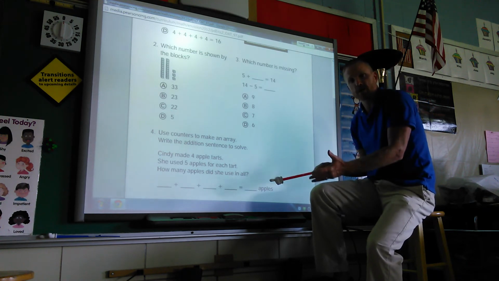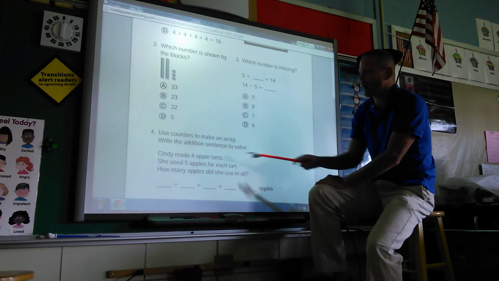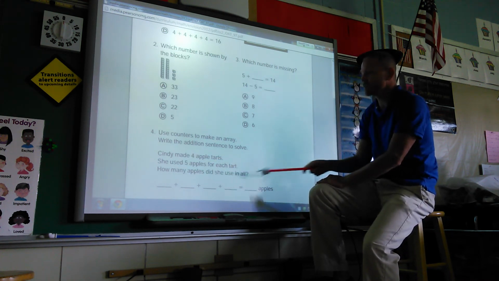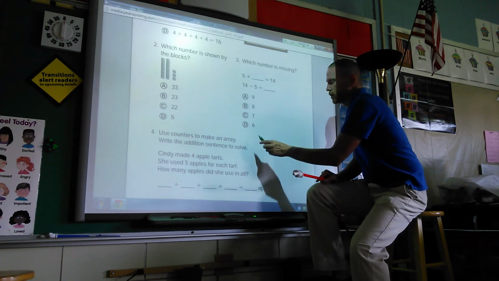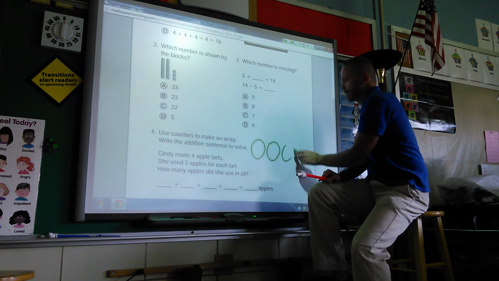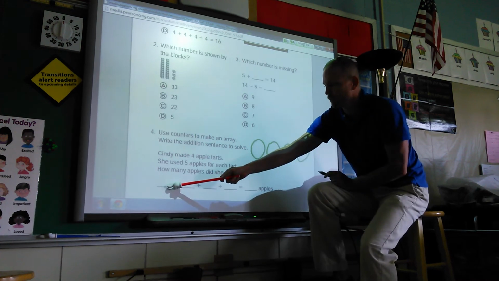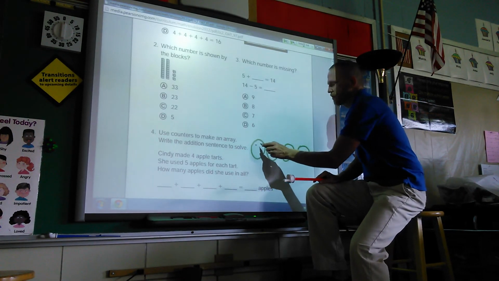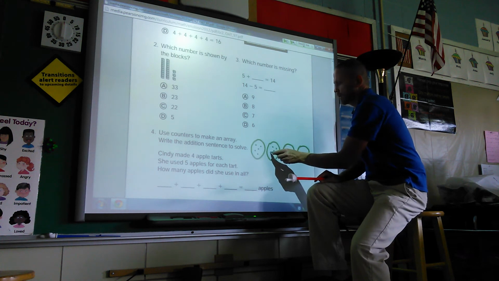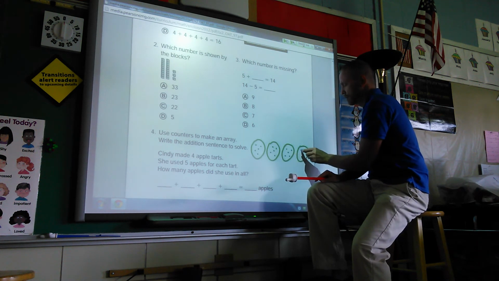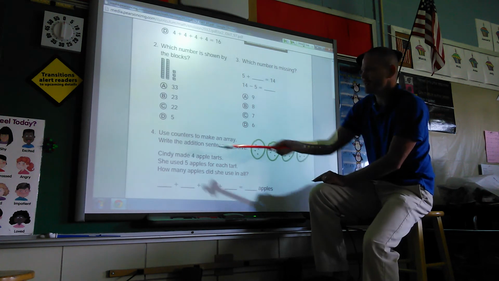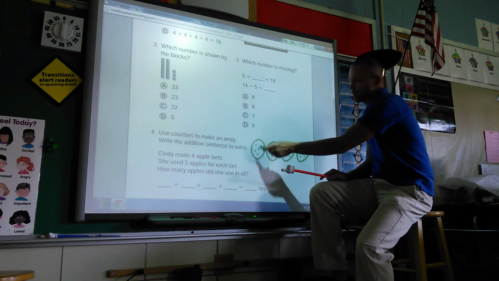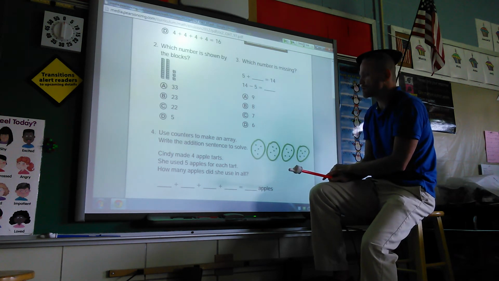Okay, so you should have worked this out on your own. So it says Cindy made 4 apple tarts. She used 5 apples for each tart. How many apples did she use in all? So again, you would draw your 4 apple tarts over here. Or your child can simply realize there's 1, 2, 3, 4 apple tarts at the bottom. 5 apples in each tart. And this says use counters to make an array. So really, I use circles, dots, whatever they want to use.